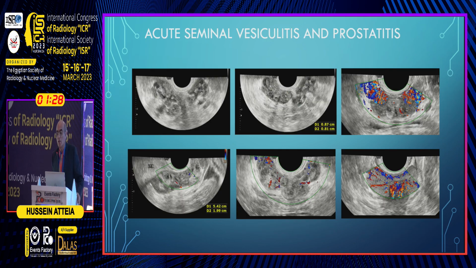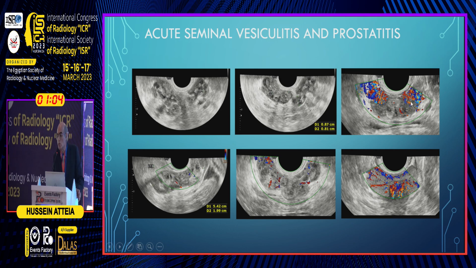Now an example of acute seminal vesiculitis and prostatitis. You could see here an infection by Staph aureus, with marked dilatation of the seminal vesicles with debris and pus. Even both ampullary portions are markedly dilated and enlarged. Usually the ampullary portion of the vas does not exceed 6 millimeters in caliber. You could see here they are 8 millimeters and even more.